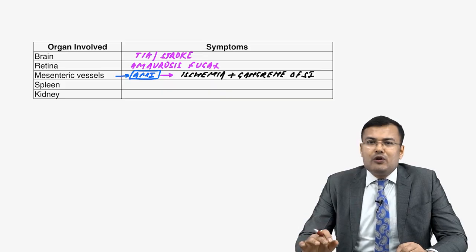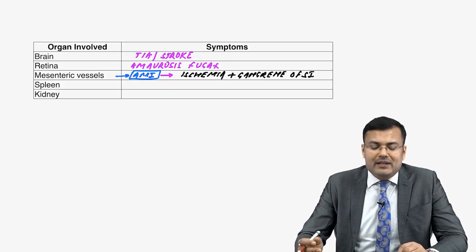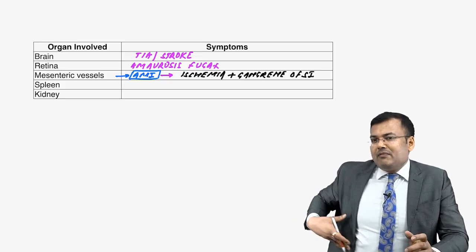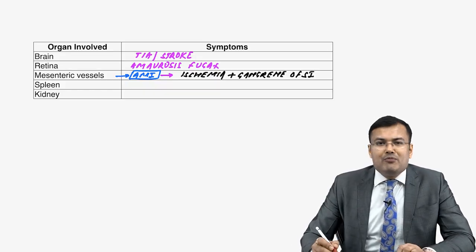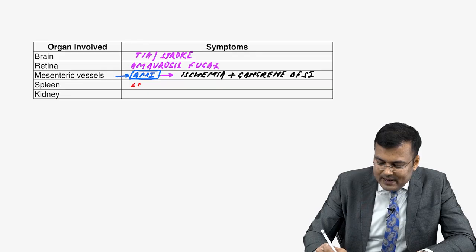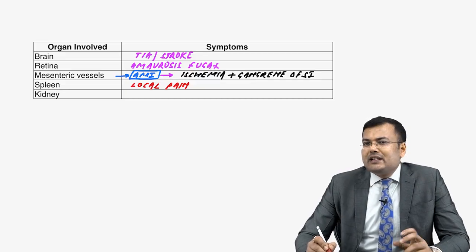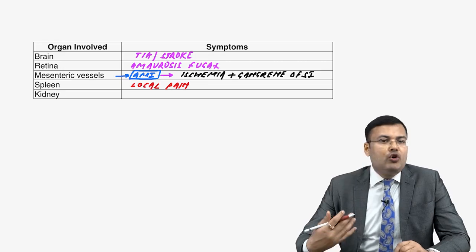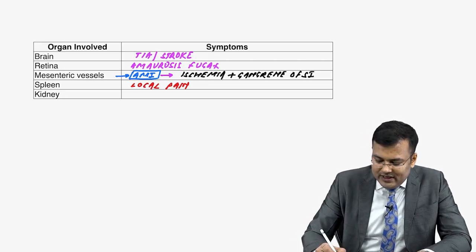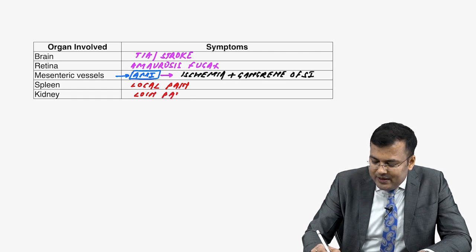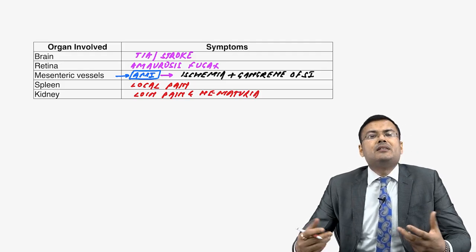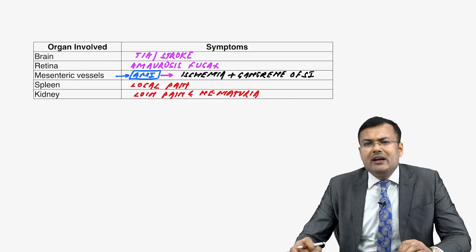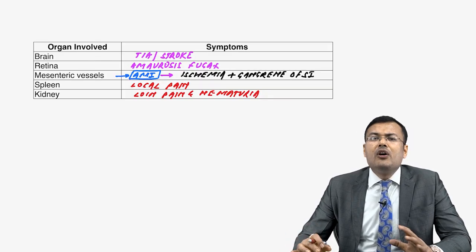Suppose there is embolic occlusion of one of the branches of the splenic artery, what will happen? There is splenic infarction, and because of this, the patient will have local pain. And whenever it is in one of the branches of the renal artery, it can lead to loin pain and hematuria. Okay, so what did you see here, guys? The manifestations are dependent on the organ affected, meaning the blood vessels which supply the organ. If that is occluded, obviously the manifestation depends on the organ affected.